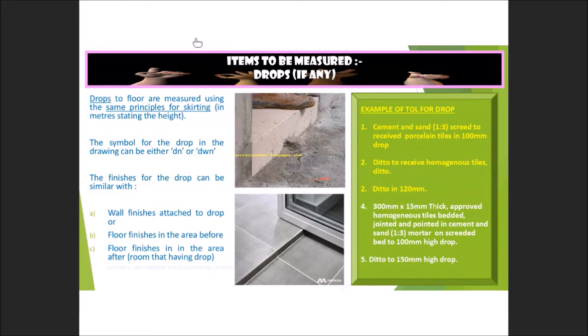Okay, the symbol that can normally be seen in the drawing is either DN or down. Sometimes you can see the word DP. Okay, if you see the word DP 50, small letter, DP 50, that one means 50 mm drop. Okay, the finishes for the drop can be similar to the wall finishes that attach to the drop, or maybe floor finishes, or maybe floor finishes inside. Okay, let me give you one example.